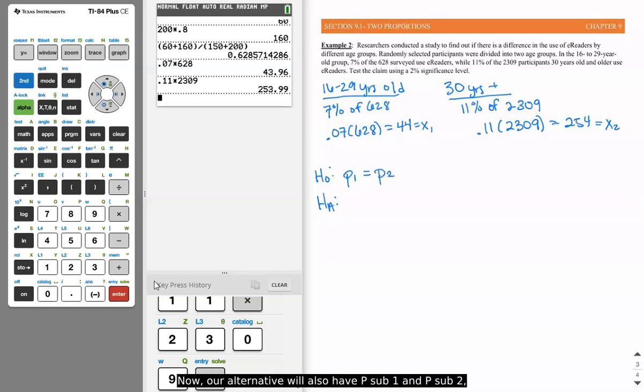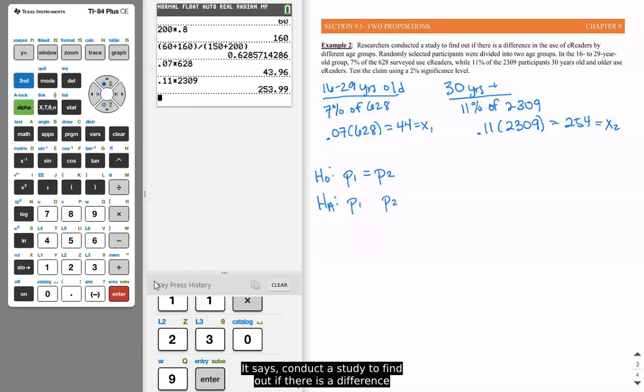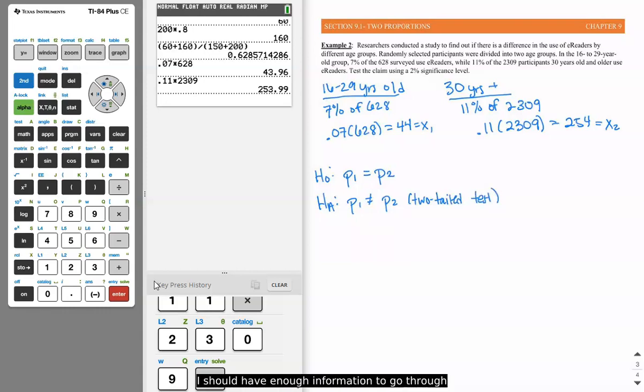Now our alternative will also have p sub 1 and p sub 2, but now we have to determine, is it equal to, greater than, less than? So let's see what it says. It says, conducts a study to find out if there is a difference in the use of e-readers by different age groups. So it's not saying one group is more than or less than, it's just saying, is there a difference? So we would say not equal to, and this is going to be a two-tailed test. Okay. So I should have enough information to go through and type this into my calculator.